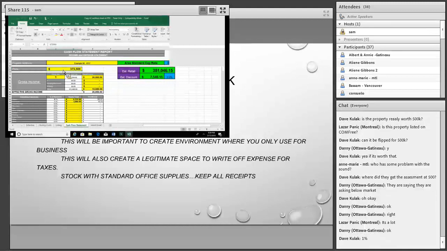But what would we like to see on a 373,500? How much would I like to see per month? General rule, what would I say? 1%. Absolutely. So let's say it's 3,700 a month is what I want to see. Now look at the difference here. If I'm actually getting 1% on this property, 3,700 times 12, 44.4. 44.4, okay, that's per year.